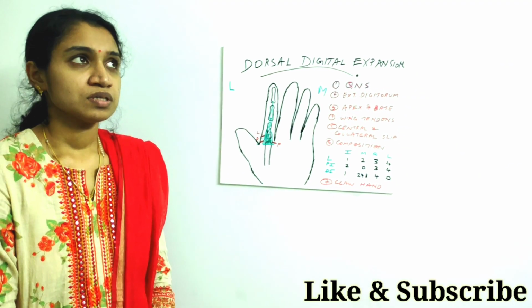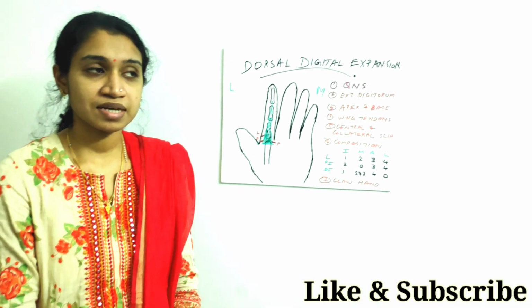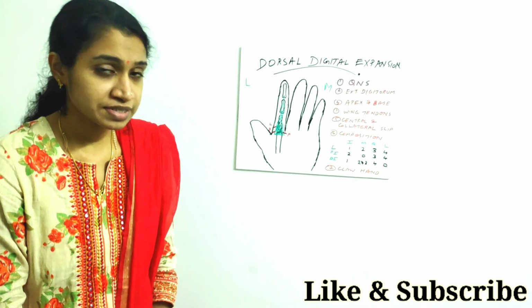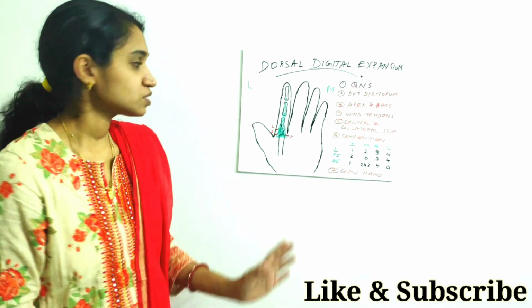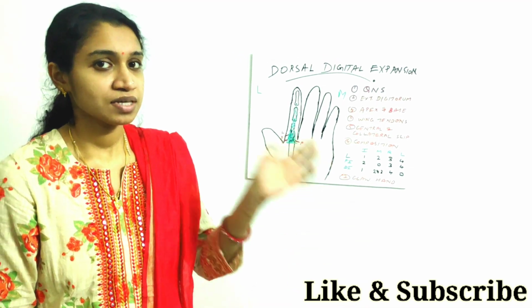Next question was true or false: the lumbrical muscle is attaching to the medial aspect of the dorsal digital expansion. True or false? What is the answer? Yes, it is false because it is attaching to the lateral aspect. We can remember like LL, lumbricals to the lateral aspect.